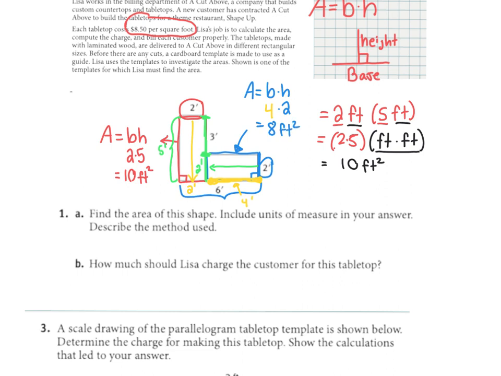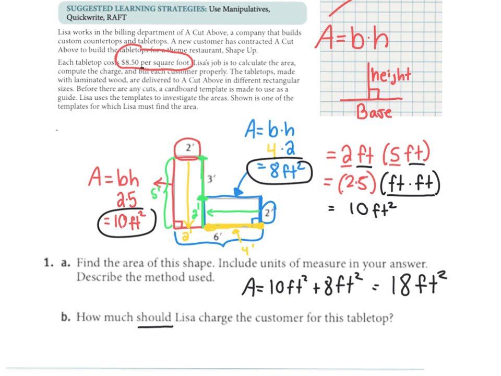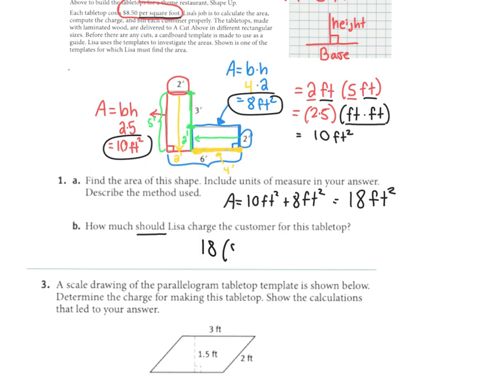And if we want the total area, we're going to need to add both of those areas together. So the total area is going to be 10 feet squared plus 8 feet squared, which gives us 18 feet squared. Now, in terms of how much Lisa should charge, it tells us above that it's $8.50 per square foot. So we need to take that 18 feet squared and multiply it by 8.50. Okay, so if we multiply the 18 square feet by the $8.50, we're going to get a total of $153.